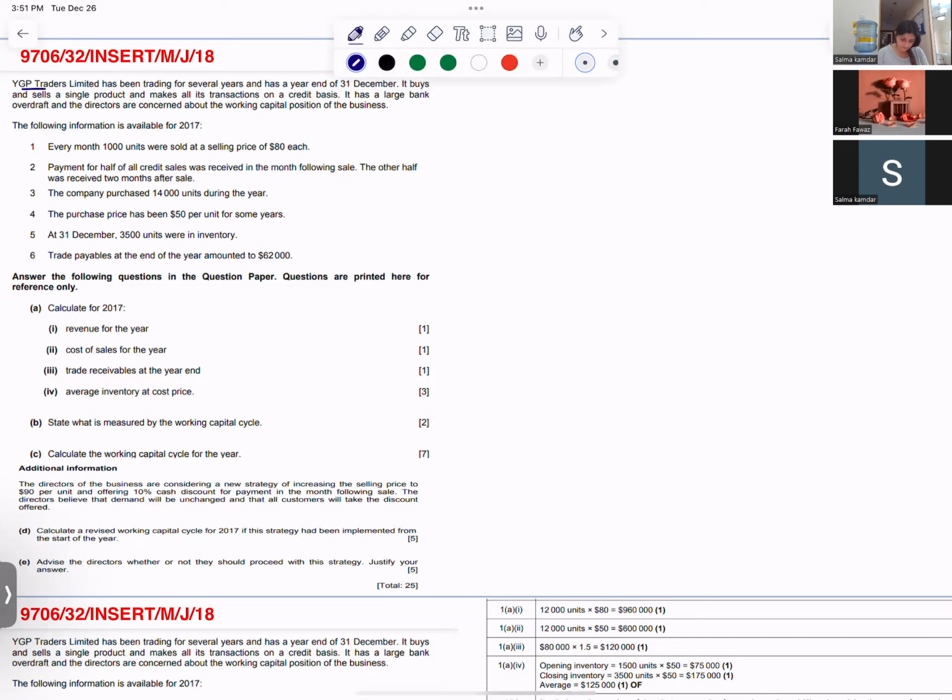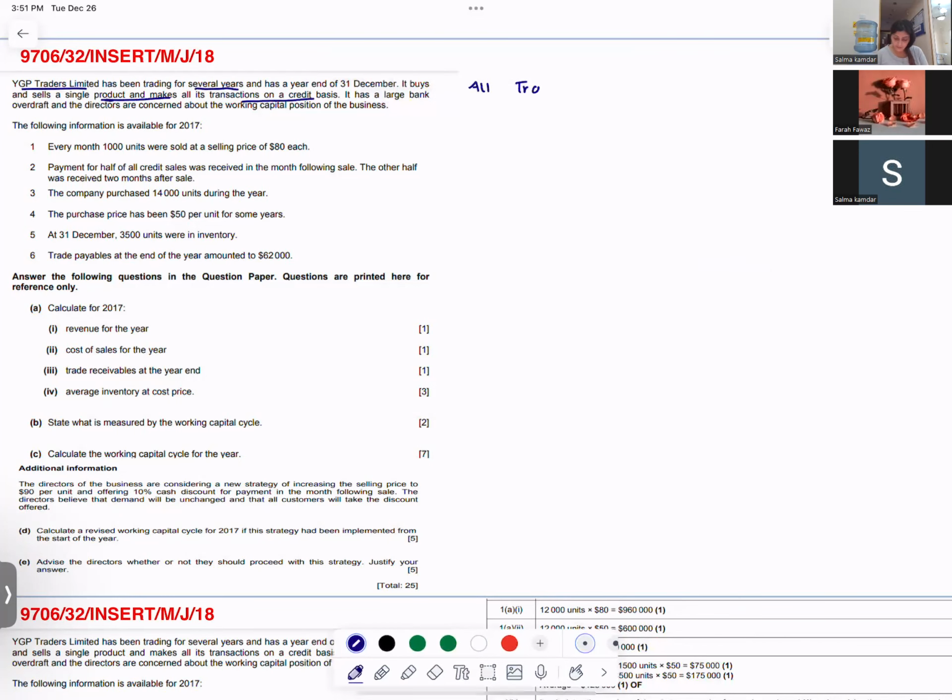YGP Traders Limited has been trading for several years and has a year end of 31st December. It buys and sells a single product and makes all its transactions on credit basis. All transactions are happening how? On credit basis. So all transactions are credit. Just keep that in mind, okay?